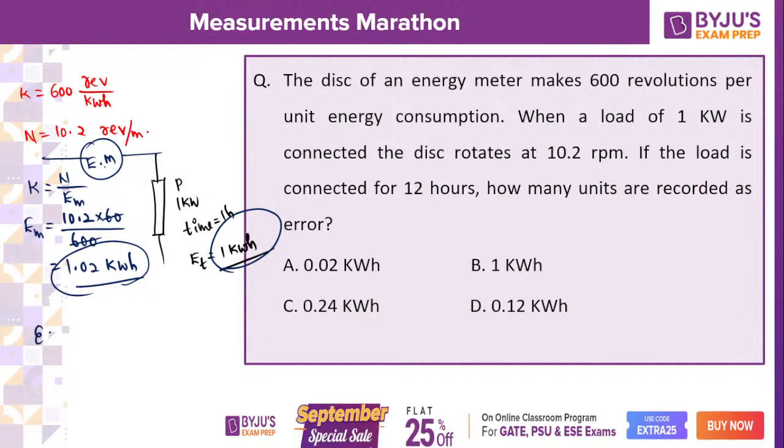How much error? The error is measured value minus true value, 1.02 minus 1. So you get 0.02 kilowatt hours for only 1 hour, but he is operating the load for 12 hours. So 0.02 into 12. You will get 0.24 kilowatt hours. Option A is readily available, and it is an absolutely wrong answer.